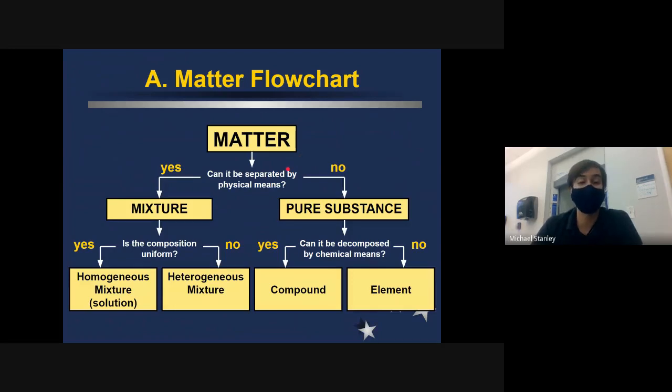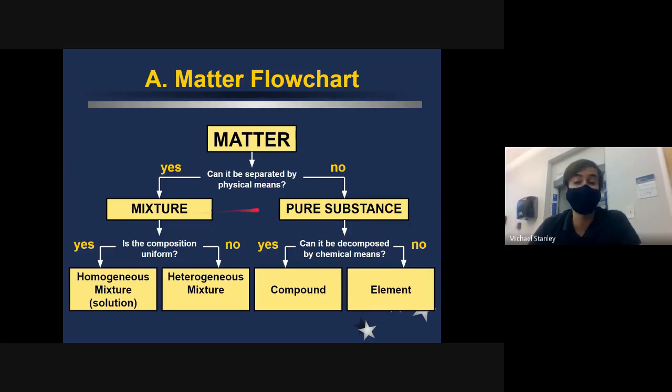our first question is going to be, can we separate that matter apart physically? So can we physically separate out different particles from each other? If we cannot, if everything in there is the same particle, the same kind of thing, then it's what's called a pure substance. But if we can separate out some of those different pieces and group them into different types of particles, different types of atoms, then we might have what is called a mixture.